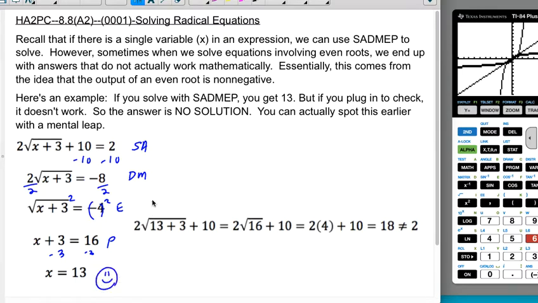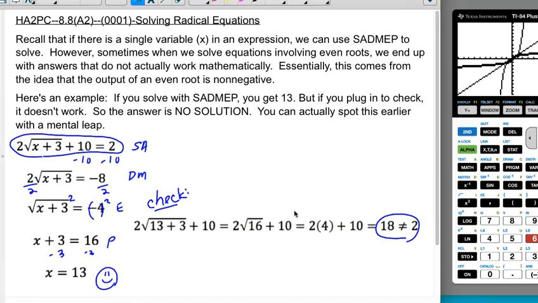But then just in case, I go back and I check. And what you're going to find is that if you plug into the original equation and see if you get a true statement, 2 times the square root of 13 plus 3 plus 10 is 2 root 16 plus 10, which is 2 times 4 plus 10, or 18. 18 is very much not equal to 2.